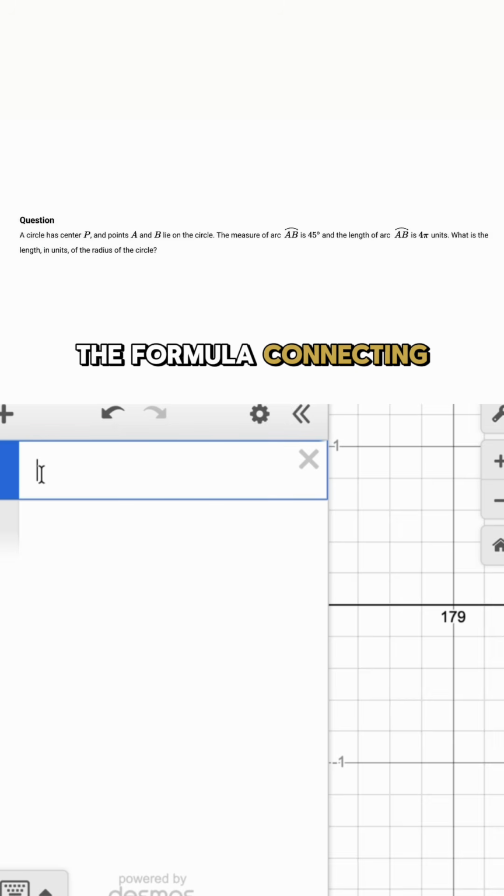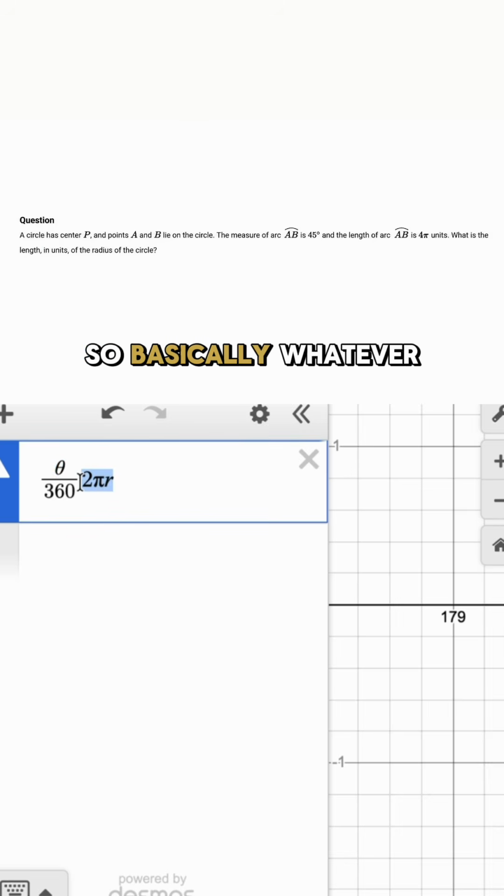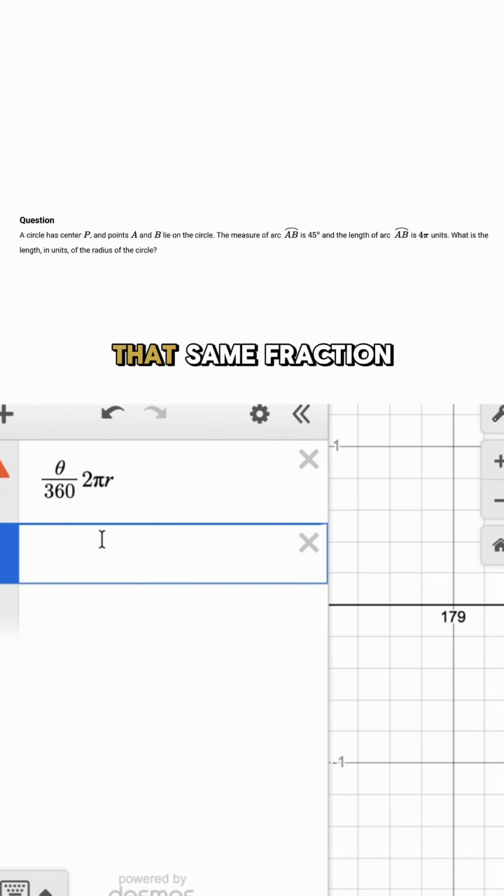The formula connecting arc measure and arc length is arc length equals theta over 360 times 2 pi r. Theta is your degree measure, and 2 pi r is just the full circumference. So basically, whatever fraction of the full circle your arc is, that same fraction applies to the circumference.